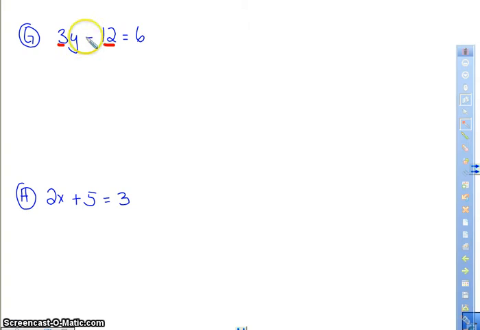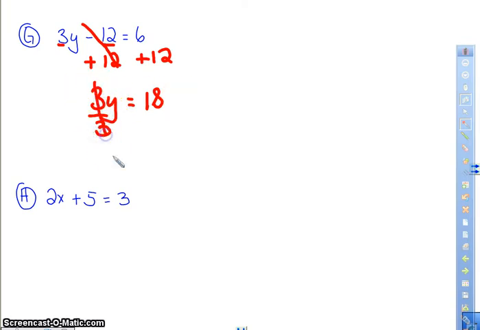So I have 3y minus 12 equals 15. I need to get rid of my minus 12 first. So to get rid of minus 12, I add 12. Okay, opposite signs. Negative 12 plus 12 is 0. I'm left with 3y. 6 plus 12 is 18. Now I have 3 times y is 18, so I'm going to divide by 3. 3 divided by 3 is 1, so I'm left with y. 18 divided by 3 is 6.